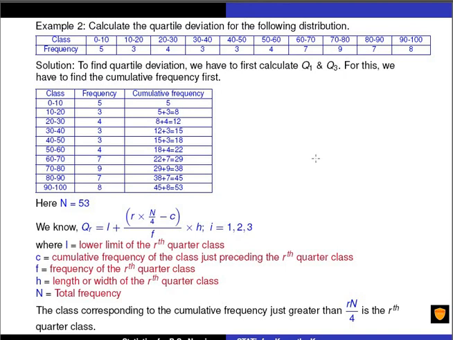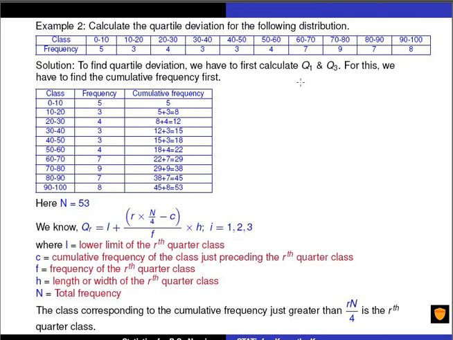So here the grouped frequency distribution is given to you. What is a grouped frequency distribution? It is when your class intervals are there and along with the class intervals, frequencies are given to you. So this is the form of a grouped frequency distribution. Now from this we have to calculate the quartiles. The calculation of quartiles is the same as the calculation of median, which we have discussed in the video of measures of central tendency.